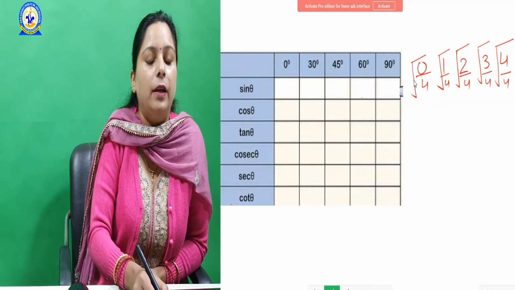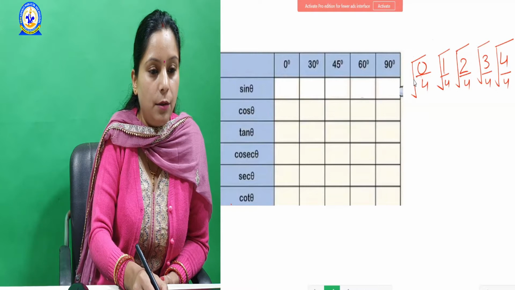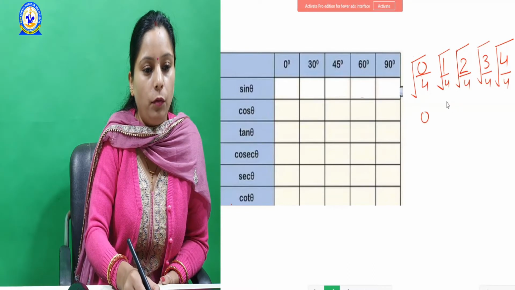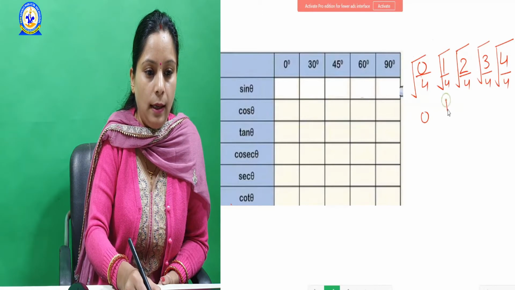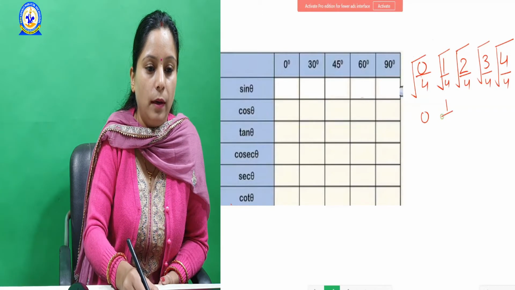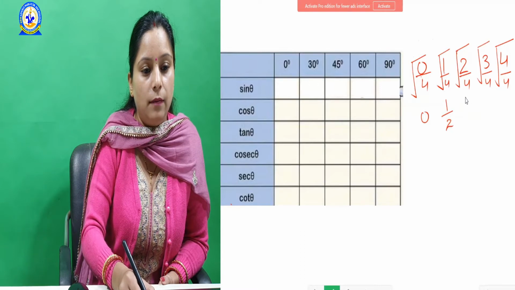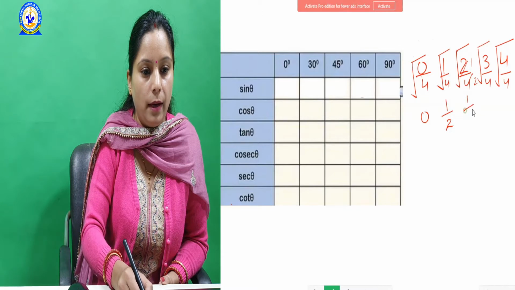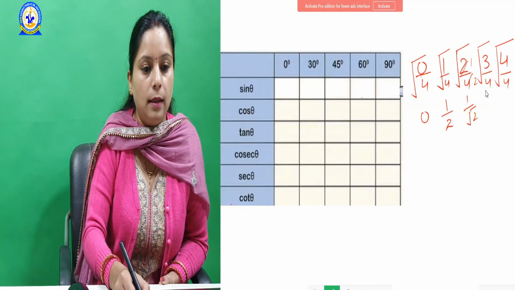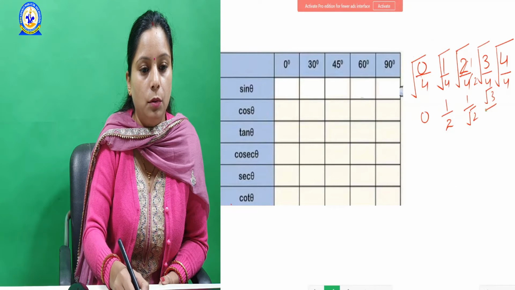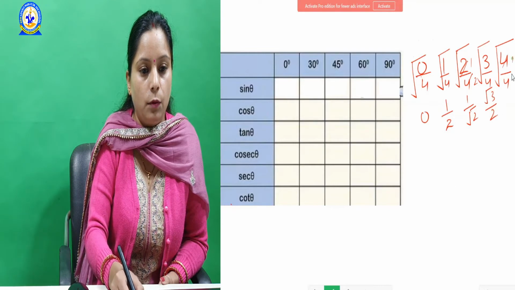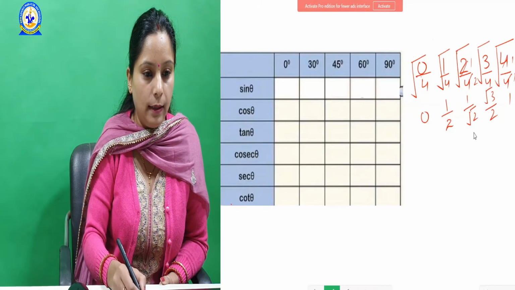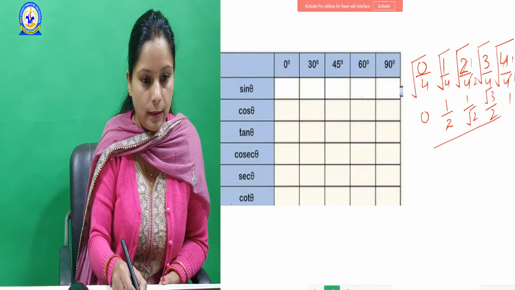Now, if you divide 0 by anything, the answer is 0, and the root of 0 is 0. 1 upon 4 means under root of 1 is 1 and 4 is a perfect square of 2, so it will be 1 upon 2. Next, 2 upon 4 we reduce first: 2 1s are 2, 2 2s are 4, so it will be 1 by root 2. This will be root 3 upon 2, and 4 upon 4 reduces, 4 1s are 4, so we have got 1.